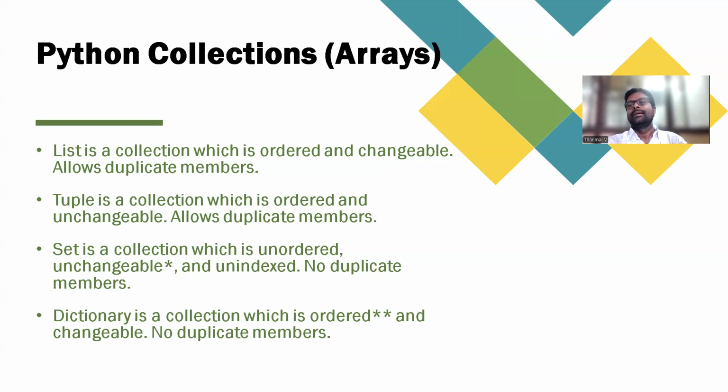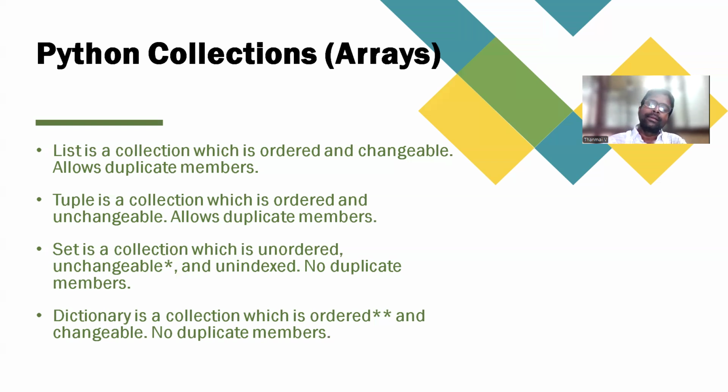And in a set, duplicate values are not allowed. In case of a list, duplicate values are allowed. In case of a tuple, duplicate values are allowed. But in case of a set, duplicate values are not allowed. Even if you initialize a set with duplicate values, it will take only one value out of all the duplicates.